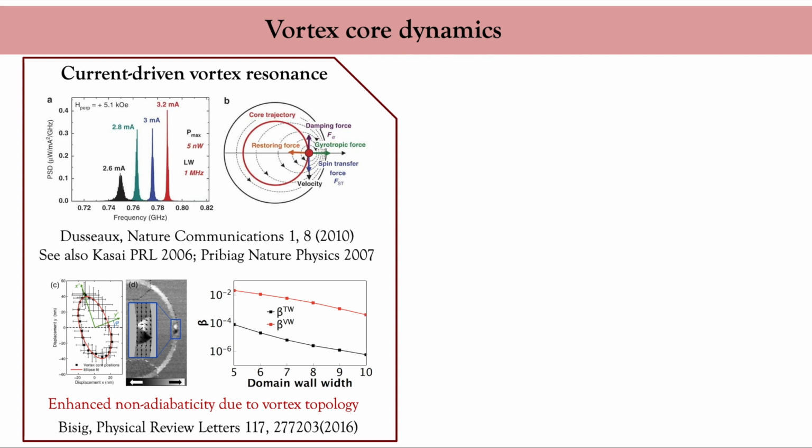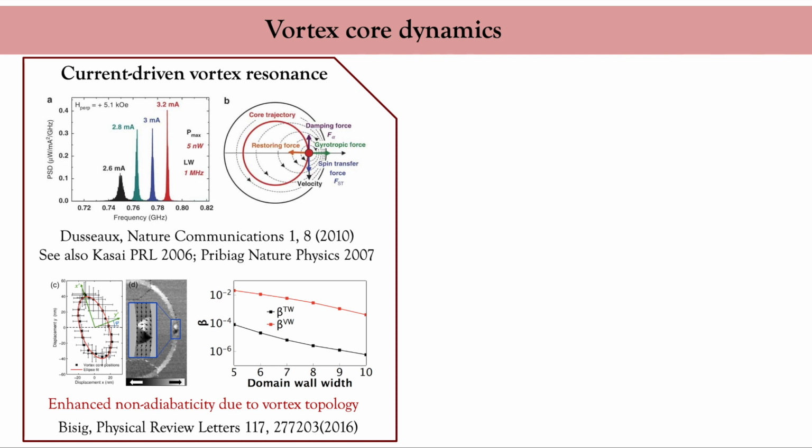Using scanning transmission X-ray microscopy, the group of Matthias Kläui at the Johannes Gutenberg University in Mainz has allowed us to better understand the physical origin of the gigantic non-adiabaticity that has been reported in magnetic vortices. Indeed, because of the non-trivial topology of the magnetic vortex, a topological torque emerges that enhances the non-adiabaticity. The same thing happens in skyrmions, by the way.